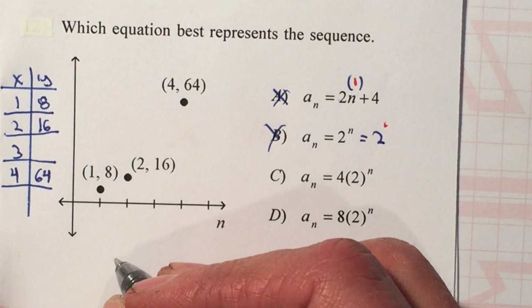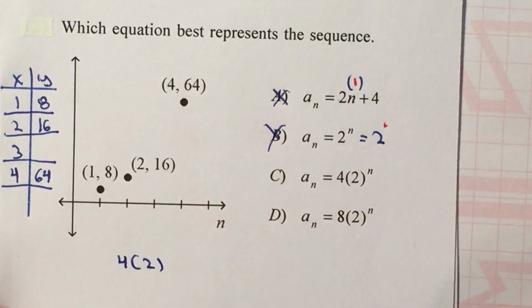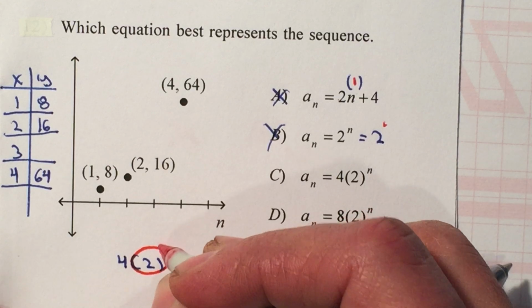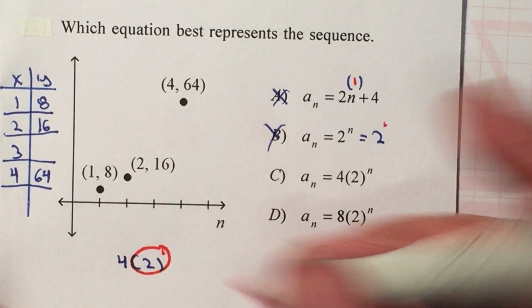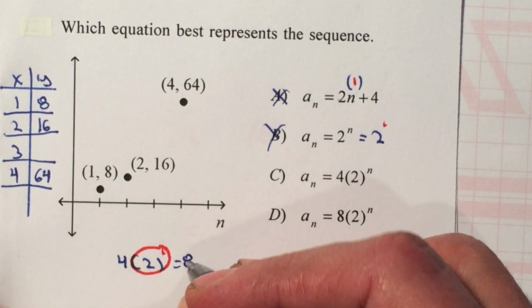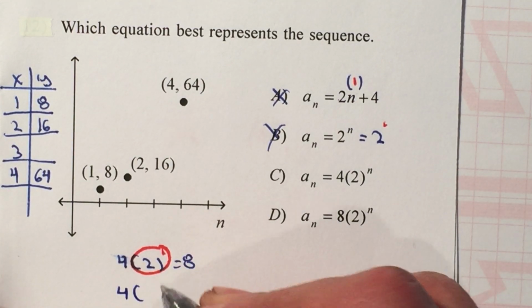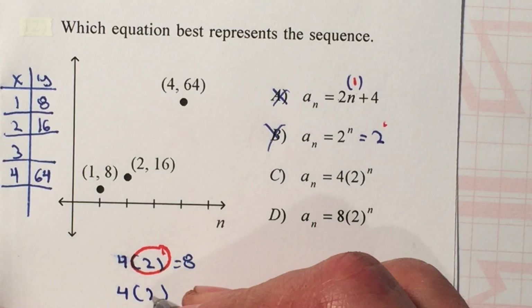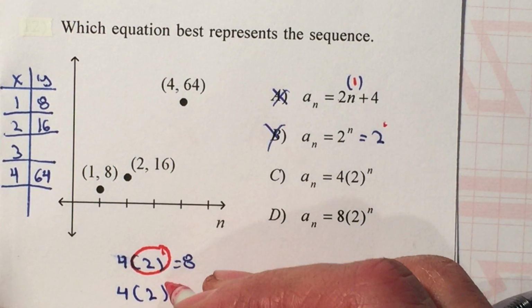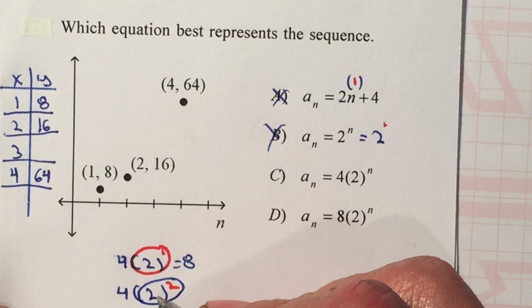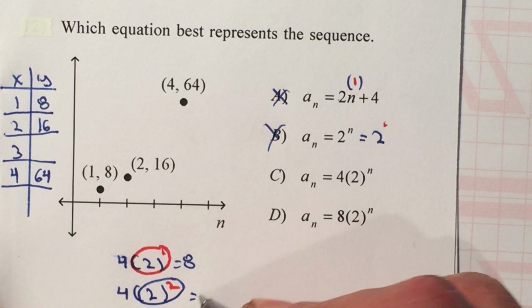Let's try letter C. Let's plug in a 1. 4 times 2 to the first power. 2 to the first power is 2 times 4. That gives me 8. If I plug in a 2, it should give me 16. Let's try it. 4 times 2, and instead of the n, I'm going to plug in a 2. Remember, exponents first. 2 squared is 4 times 4 will give me 16.